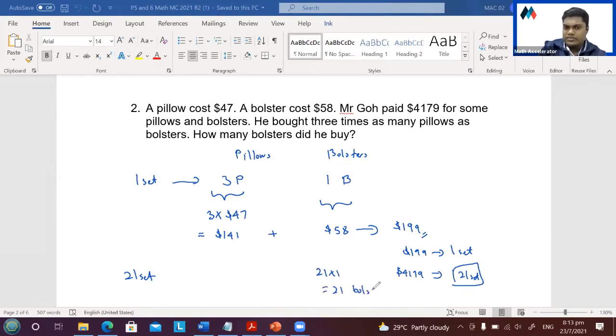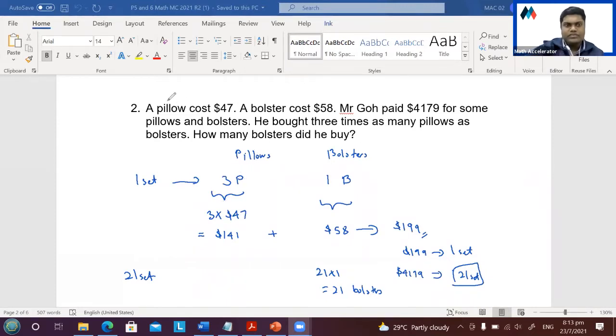21 bolsters. So if I were to ask the class, how many pillows did he buy? What's the answer? I repeat again. If I were to ask the class, how many pillows did he buy? What's the answer? Yep, correct. Gabriel, check again. 21 times 3. It's not 81. Okay, so the answer is 63 if they're asking for pillows, all right?